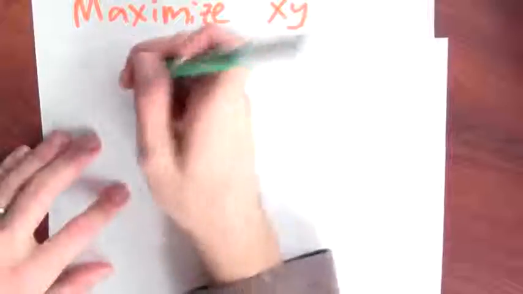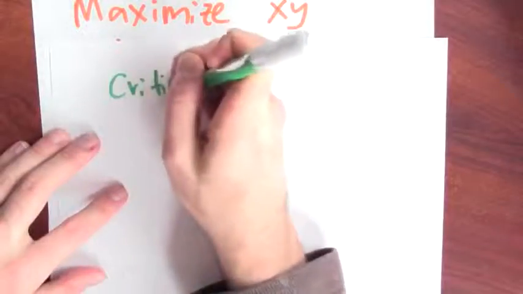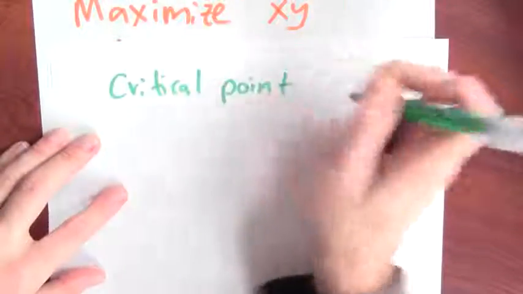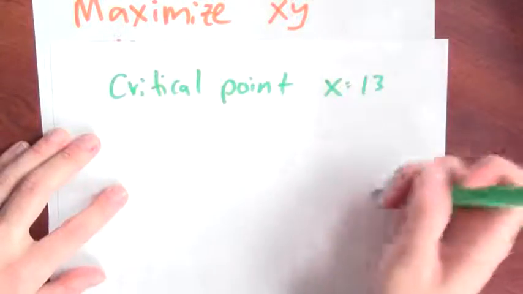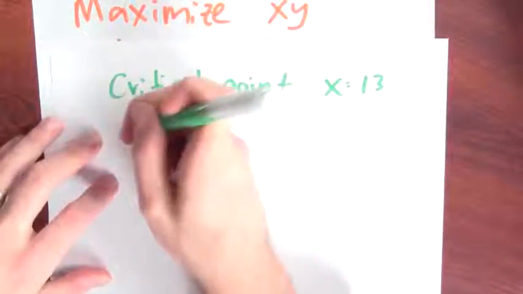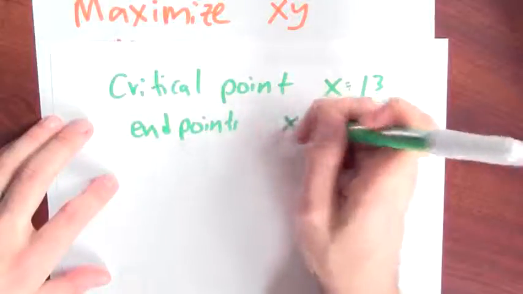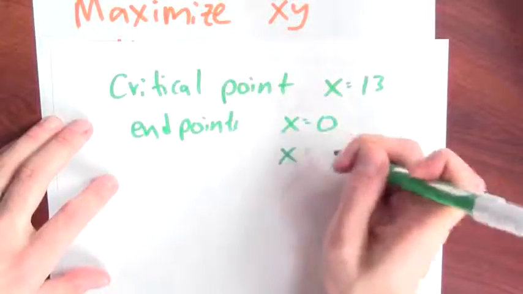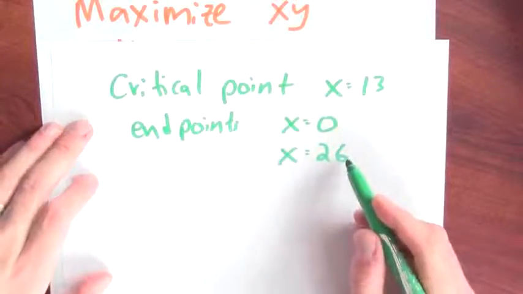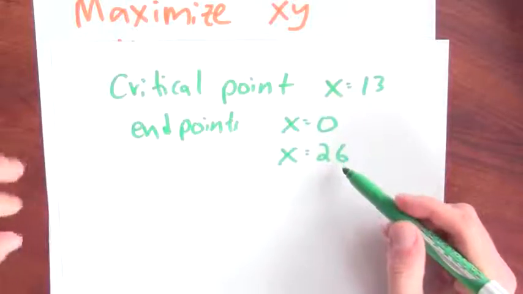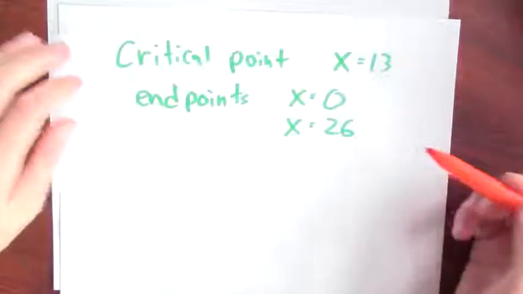So what's the situation here? Well, I can summarize it. My critical points, well, there's really only one critical point. The critical point is when x is equal to 13. But then I've also got some endpoints, right? The endpoints to consider are when x is equal to 0 or when x is equal to 26. So these are the 3 points to check. Now I just have to figure out which of these values results in the best fence.